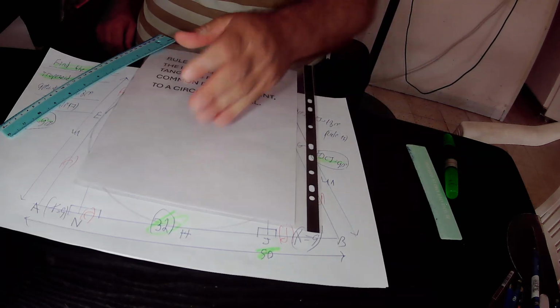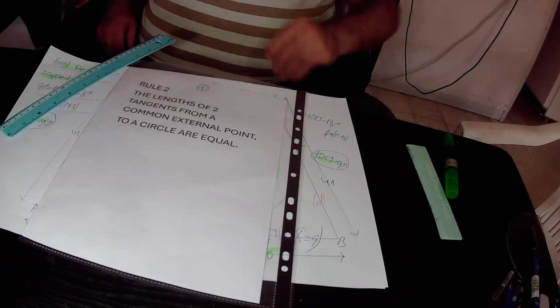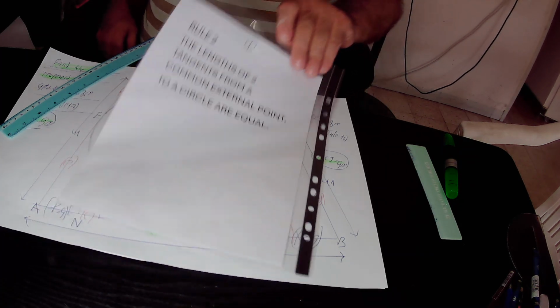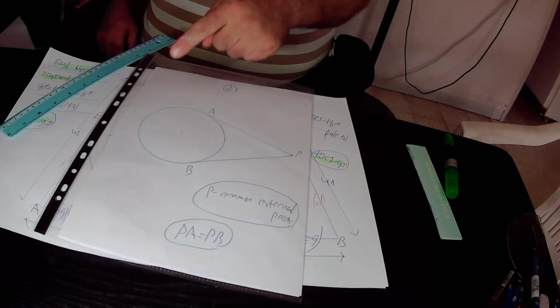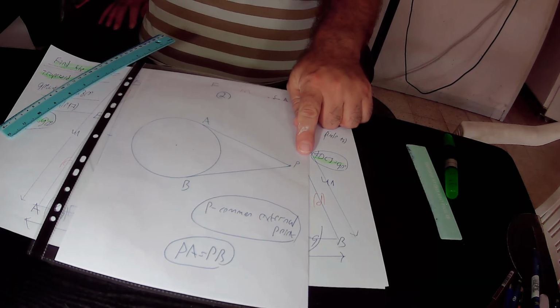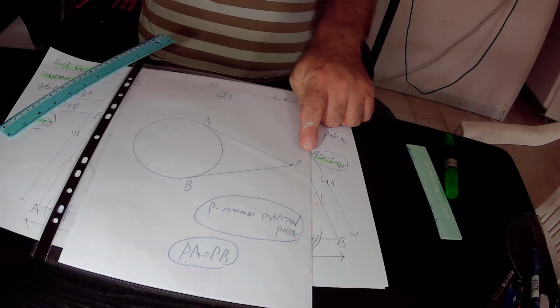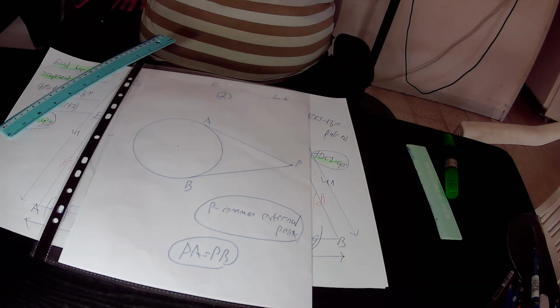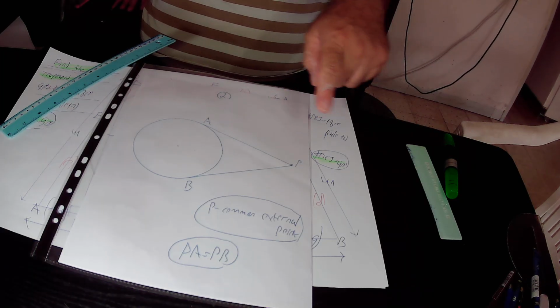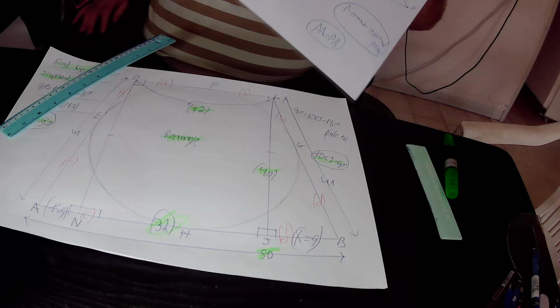According to rule 2, the lengths of two tangents from a common external point to a circle are equal. So in the drawing, we have a circle. This is a common external point, point P. From this point P, we have two tangents to this circle, tangent PA and tangent PB. According to this rule 2, they are equal to each other. That is to say, PA equals PB. So we can implement rule 2 in our drawing.